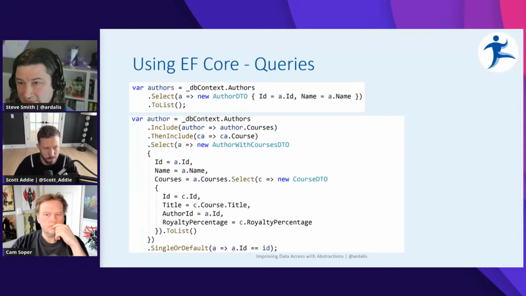And so if you want to use EF Core for your querying, then the same code looks pretty much like this. Here at the top, you can see I'm going to get all the authors. And then at the bottom, I'm going to get the authors with their courses. And there's no magic strings here, right? All the SQL queries have gone away because Entity Framework is going to generate those for us. And it's very good at doing that.